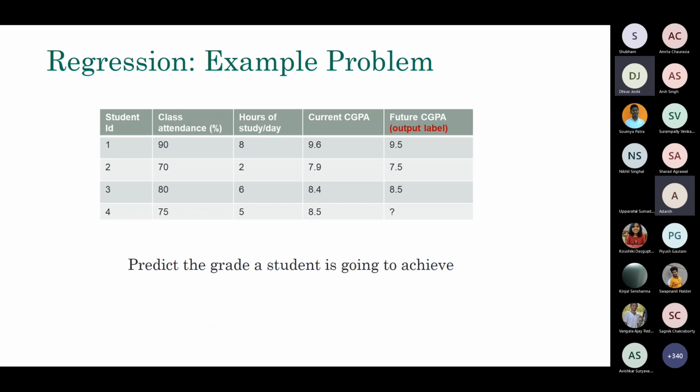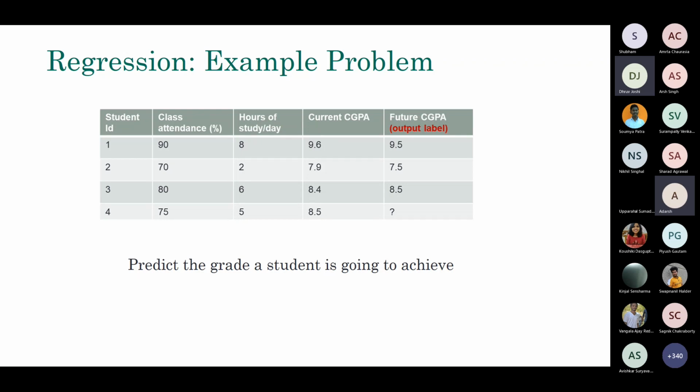So here is an example of a regression problem. You have, say, class attendance, hours of study, and your current CGPA, and you want to predict your future CGPA. So you can clearly see that the target label is continuous in nature, and so this is a good fit for a regression problem.